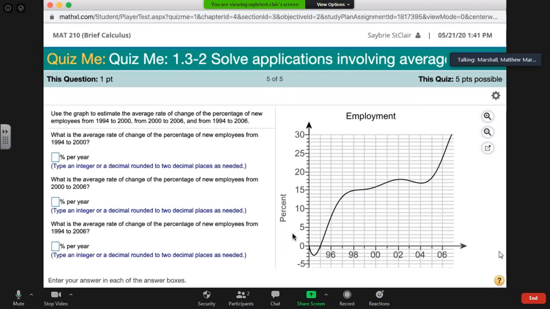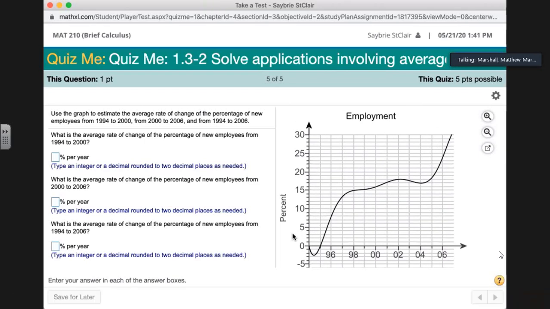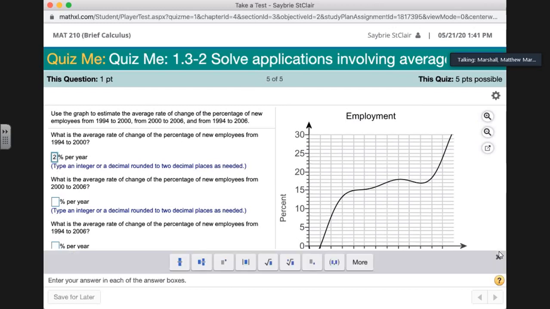So that gives you 16 divided by 6. So 2.66. What's that have you round to 2 decimal places? So 2.67.